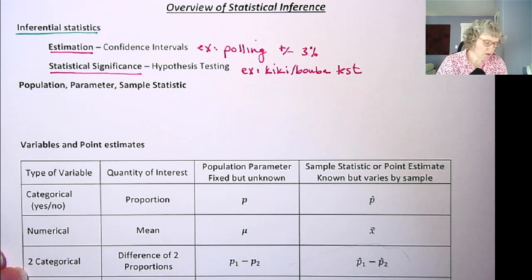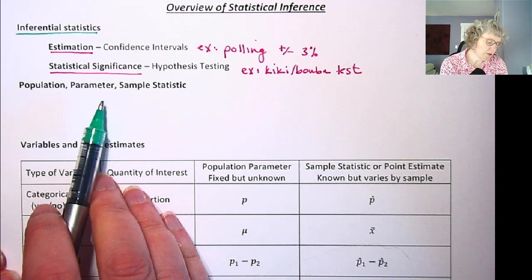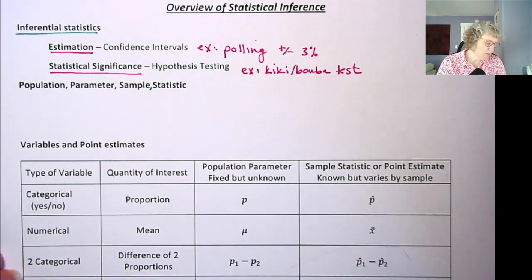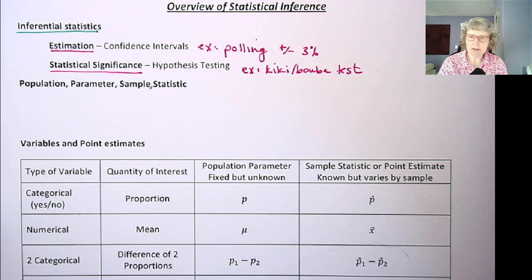But in this general overview or introduction, I want to go back to population, parameter, sample, and statistic. So let's review what those mean, and then we're going to look at the notation for a bunch of different cases.